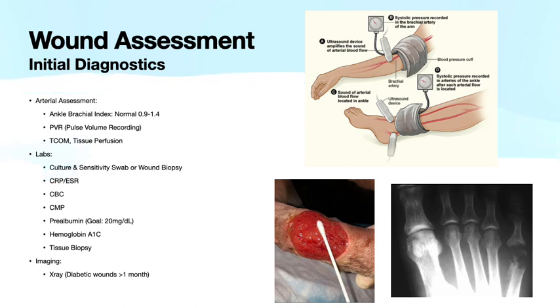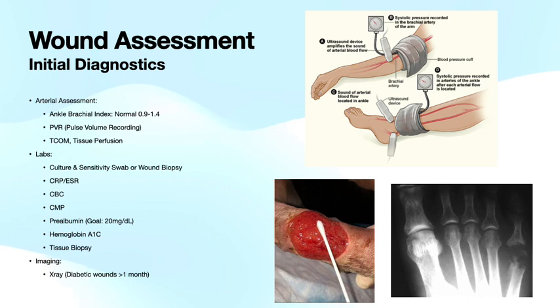Hemoglobin A1C, we like to use that to get a sense of what the overall glycemic control has been like for our patients. If you have an A1C of over 10, you can be certain that this is playing a significant role in wound healing and warrants better control.